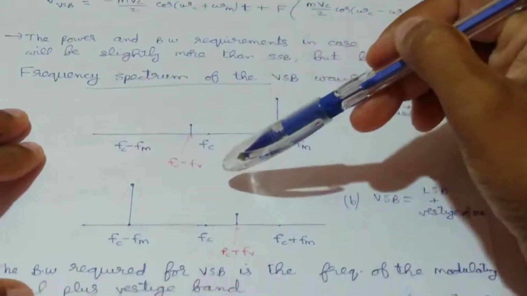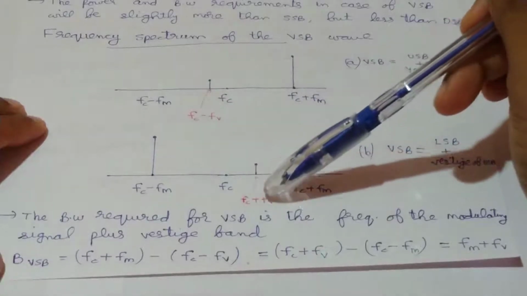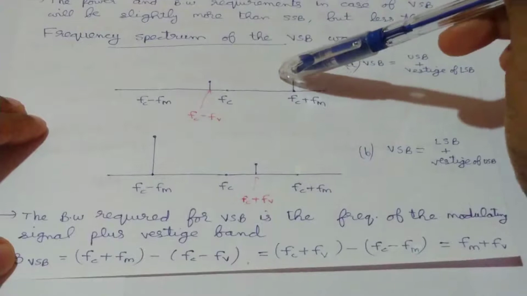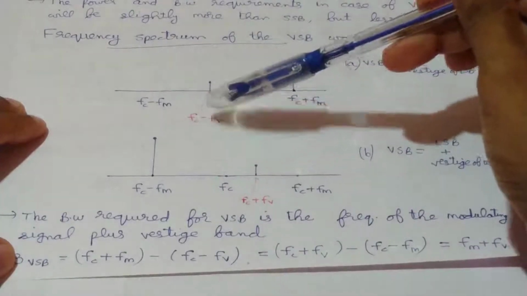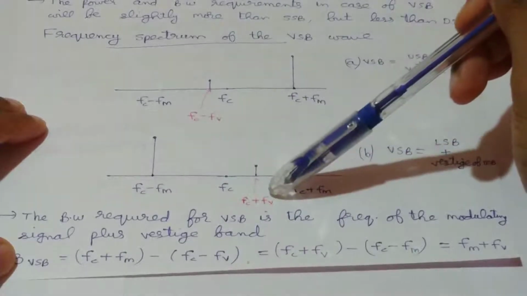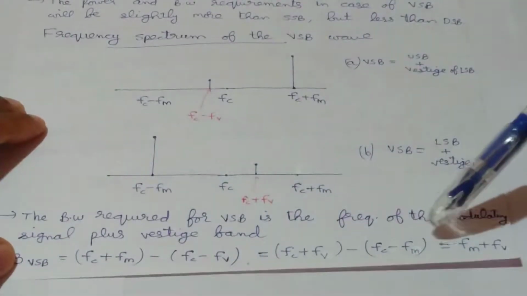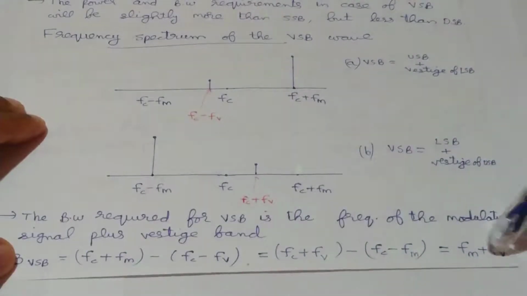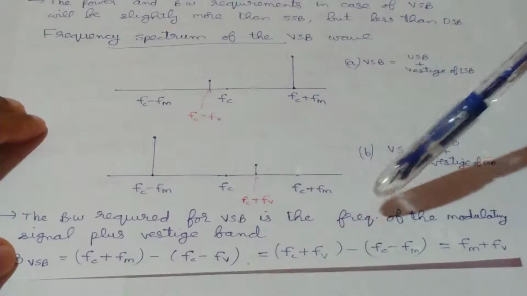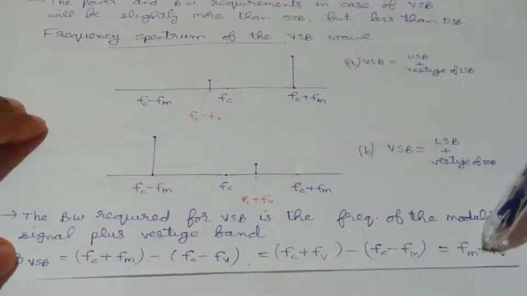Then from this we can calculate the bandwidth required for vestigial sideband. From this one we can write Fc plus Fm minus (Fc minus Fv), and from this one Fc plus Fv minus (Fc minus Fm), and that is equal to Fm plus Fv. So the bandwidth required for vestigial sideband is the frequency of the modulating signal plus the vestige band.